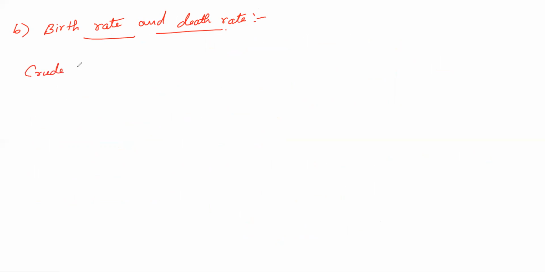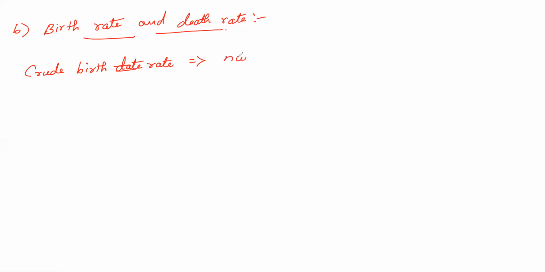Next one, birth rate and death rate. So the crude birth rate. குழந்தைகளோட பிறப்பு விகிதம் அதான் crude birth rate. So it is the number of births per thousand of population. So 1000 மக்கள் தொகைக்கு பிறக்கும் குழந்தைகளோட எண்ணிக்கையை குறிக்கிறது தான் crude birth rate அப்படின்னு சொல்லுவாங்க.